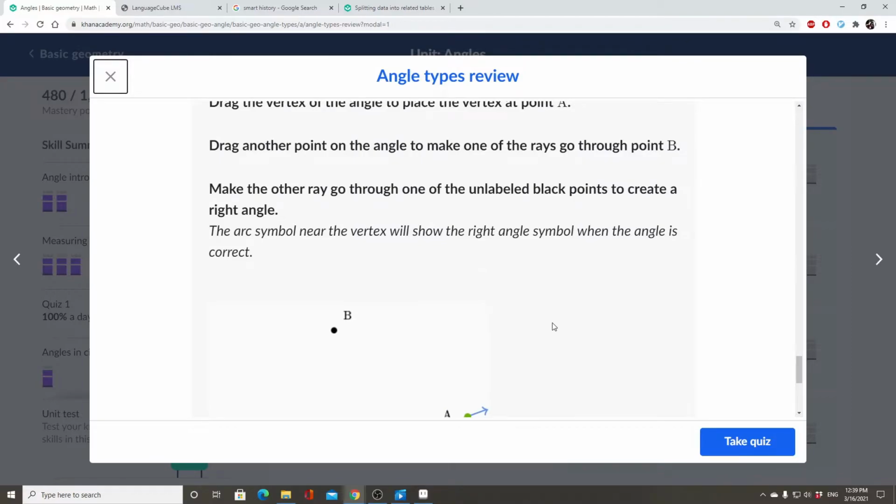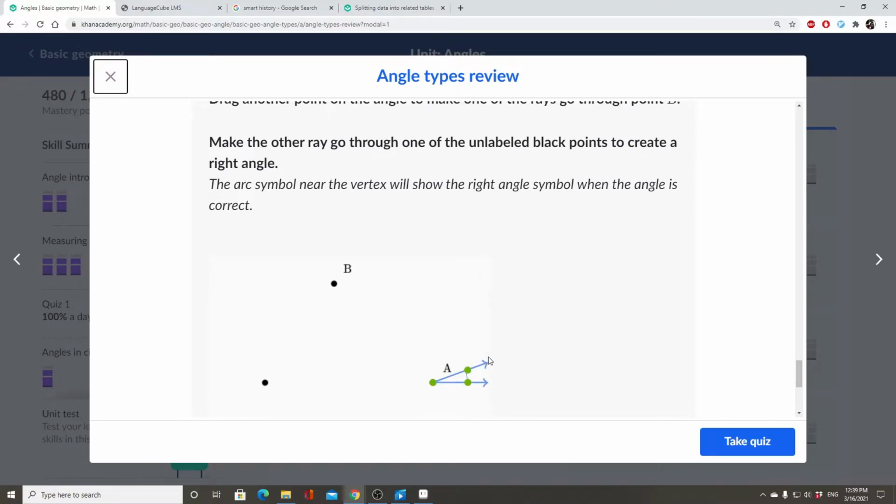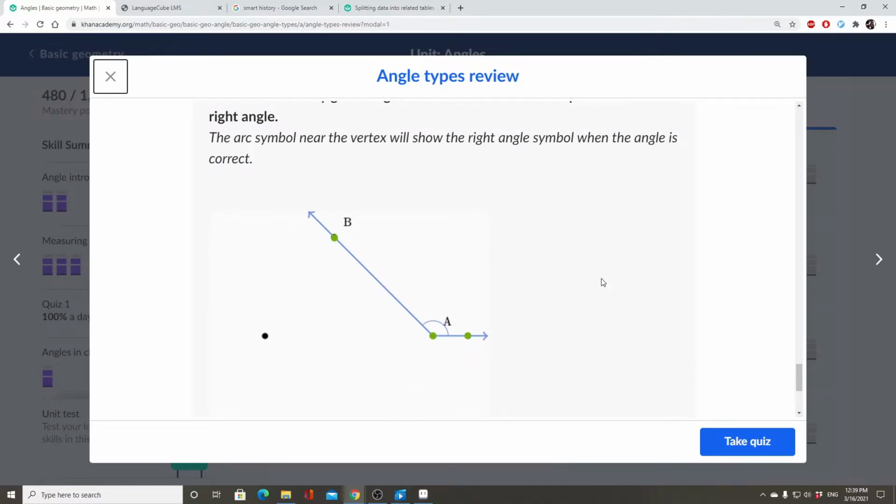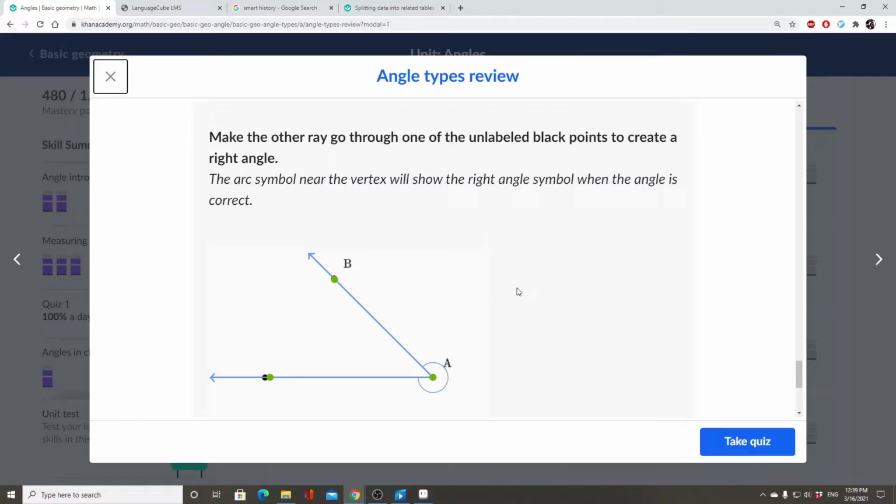Okay. So again, here we are. Drag another point of the angle to make one of the rays go through point B. There we go. That's pretty easy. And make another ray go through one of the unlabeled black points to create a right angle. Ooh, it's a right angle. It's definitely not a right angle. Oh, and look at that.